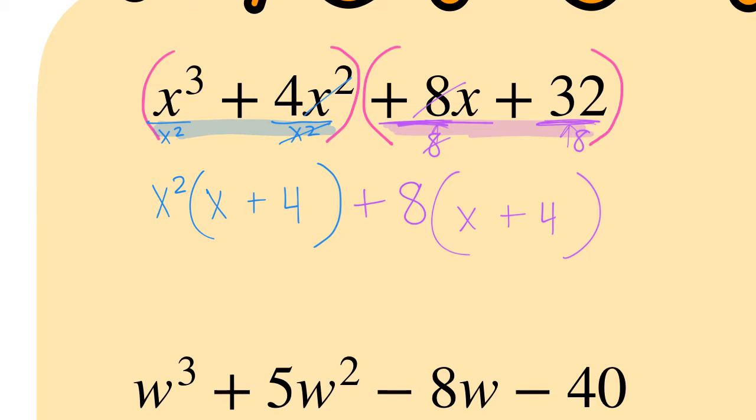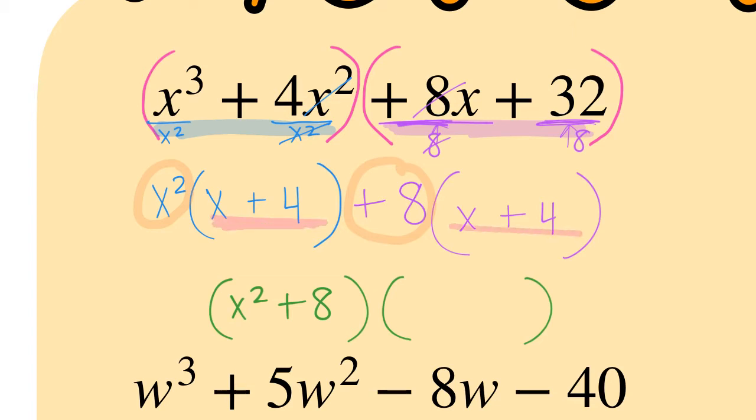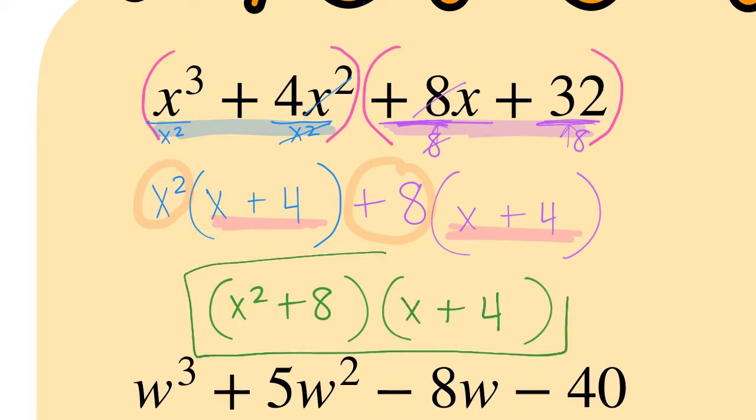So we should have 2 binomials. So I'm going to go ahead and set up my parentheses here. And it doesn't really matter what order you do this, as long as you put the right ones together. In one set of your parentheses, you're going to write whatever was on the outside here. So this x squared plus 8, that's going to go in one of your parentheses, x squared plus 8. And in the other set, you are going to write whatever they had in common. So this x plus 4, we're going to go ahead and write that in the other set of parentheses. And that would be completely factored.